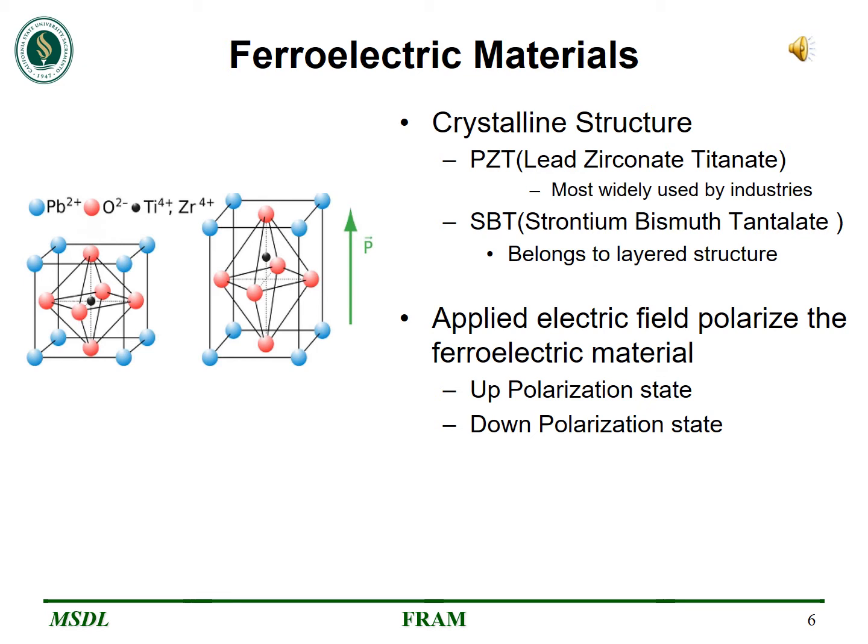When an electric field is applied, the crystal structure changes orientation and moves upward. This is known as the up polarization state. When the direction of the applied electric field is opposite, it moves downward, called the down polarization state.